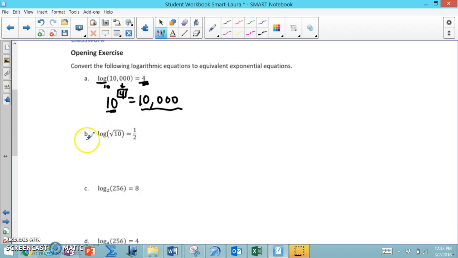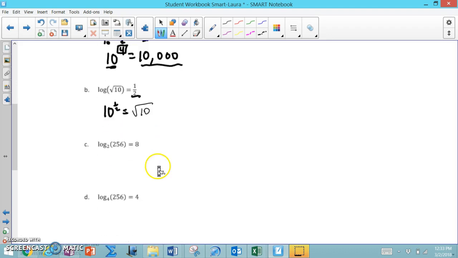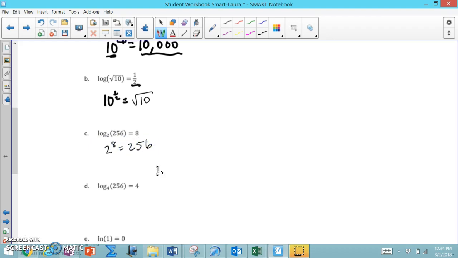So for example, letter B, there's no base, so it's 10 to the 1/2 power equals the square root of 10. And finally, log base 2 of 256 equals 8. I could rewrite it as 2 to the 8 equals 256. So this was just a reminder of how to convert.